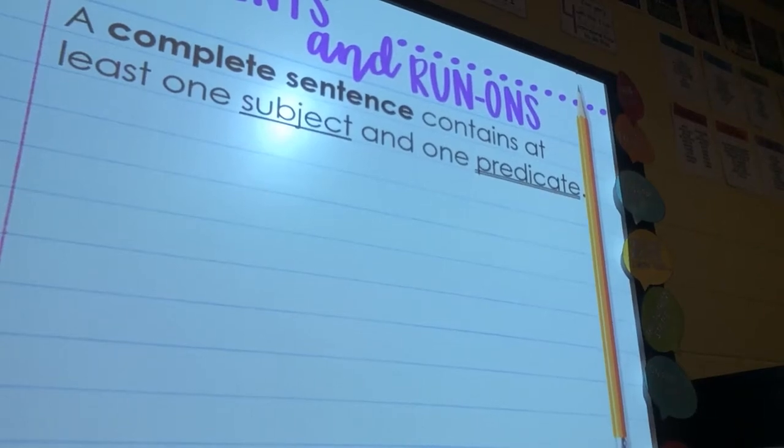Okay, so we talked about some of this earlier in the school year, the parts of sentences. We talked about how we need to identify that each sentence has a subject and has a predicate. So some of this is going to be a review for you. Some of this, though, is going to be new information.